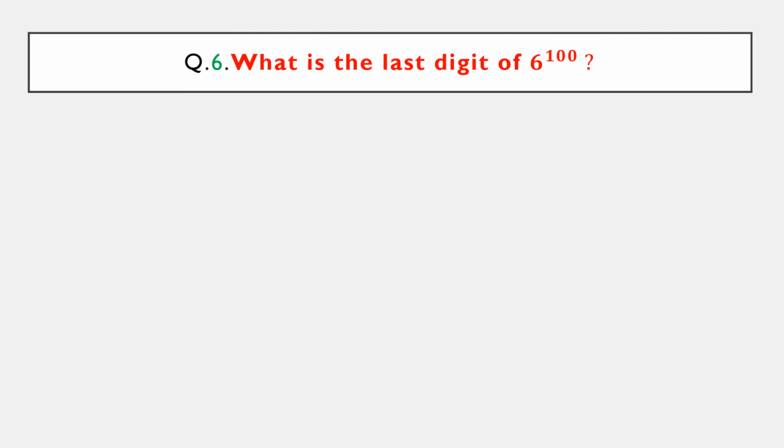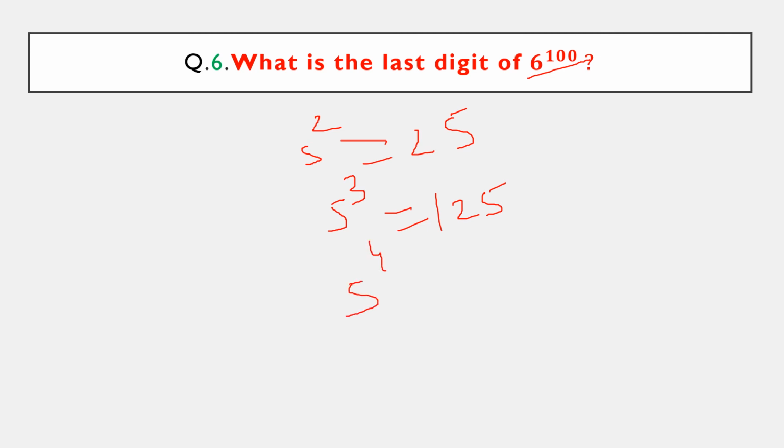So here is the next question. What is the last digit of 6 power 100? He asked for the last digit. See, suppose I am writing 5 square. 5 square is 25. We know that 5 cube is 125. I am taking 5 as the example. Suppose I am taking 5 power 4. If you do 5 power 4, you will get 625.